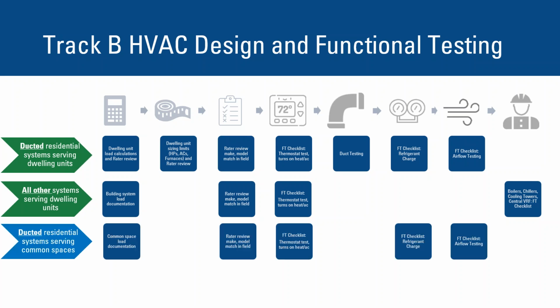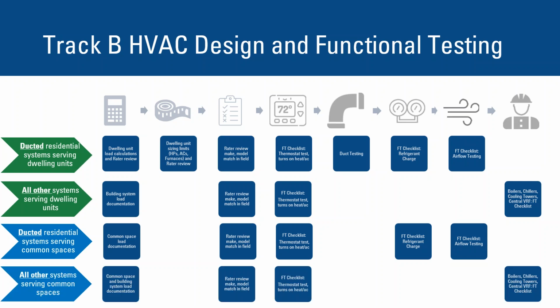So for common spaces, if you have those ducted residential systems serving common spaces, for common spaces in general, you just have to document the load. There's no rater review of it, but the rater still confirms the equipment is right and the indoor units are working. And then if they're the residential ducted systems, they need to do the refrigerant charge and the airflow testing on the functional testing checklist, just like those if they were in the dwelling unit. And then when you have other system types serving the common spaces, it basically is treated very similar to how those other systems are for the dwelling units.